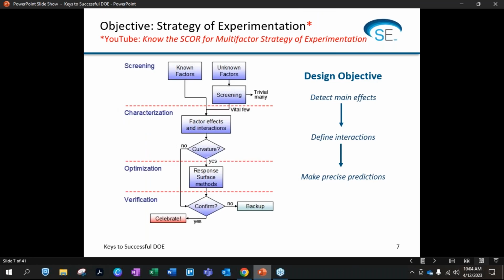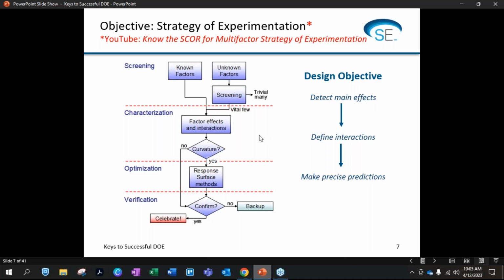The strategy of experimentation consists of those three types of designs, where screening designs are done very early on if you really don't know anything about the process. These are not necessarily where you start, but they're often where you go back to when you realize you have a bunch of unknown factors that you don't know if they affect the process or not. So the design objective for a screening design would be to simply detect our main effects.